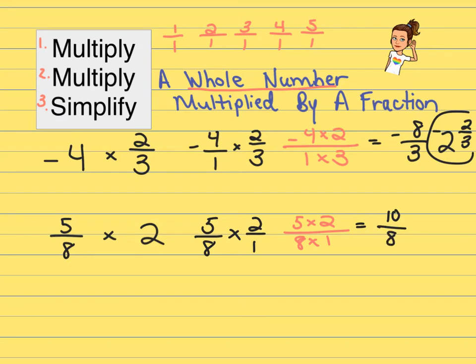10/8 is an improper fraction, or a fraction that is greater than 1. So we're going to simplify by changing it to a mixed number. How many groups of 8 can fit into 10? 1. 10 take away 8 is 2. So we have 2/8 as our remainder. Our answer is 1 and 2/8.